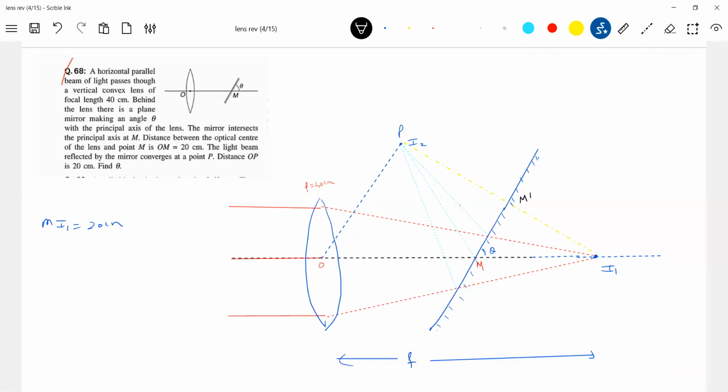Look at it, are you seeing any triangle? And according to the mirror, object distance should be equal to image distance. So M dash I1 should be equal to M dash I2. Do I agree? This is for the mirror, no? Okay, with that, and we know MI1 is how much? MI1 is 20 centimeter. So MP also, shall we take it to be 20 centimeter?